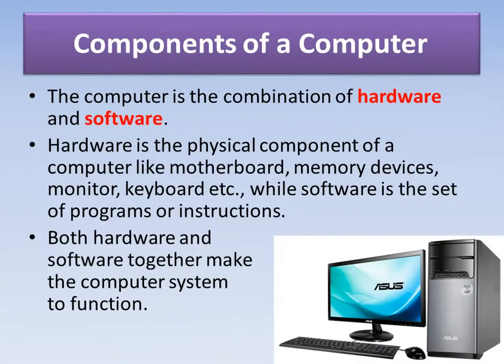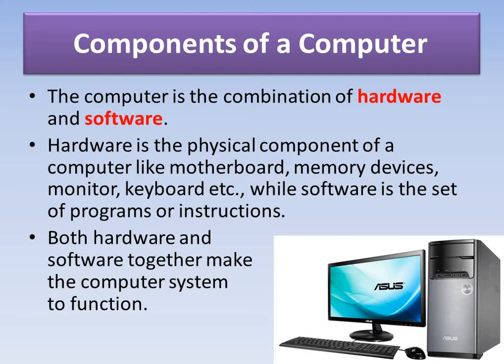Children, now we will see the components of a computer. The computer is a combination of hardware and software. What is it? It is hardware and software. What is hardware? Hardware are those physical components of a computer, like the motherboard, the memory devices, monitor, keyboard. And software are a set of programs or instructions. Both hardware and software together make the computer system function.